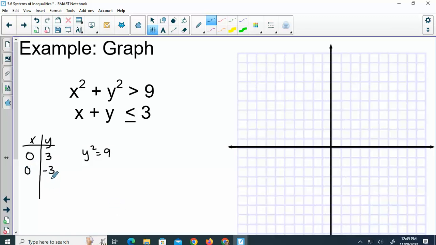Let's do when y is 0. If I put in 0 for y, then I would have x squared equals 9. So x could be 3 or negative 3, so I have 4 points: 0, 3; 0, -3; 3, 0; -3, 0. Can you tell what this is? Yeah. Solid or dashed?